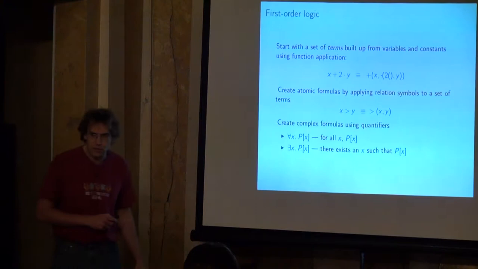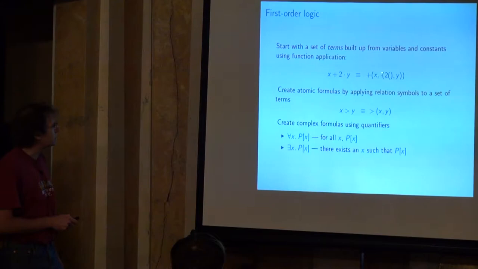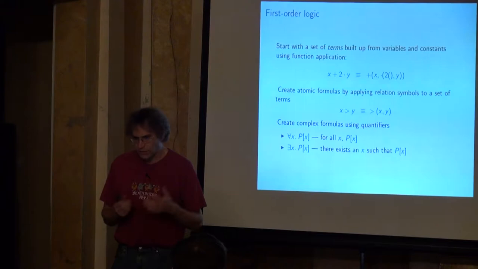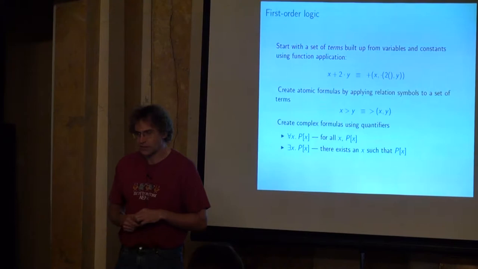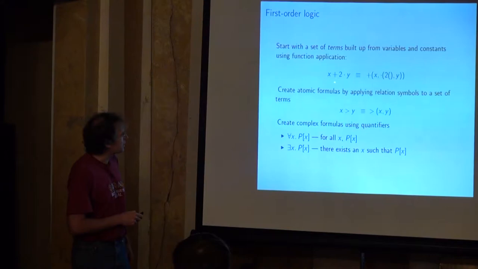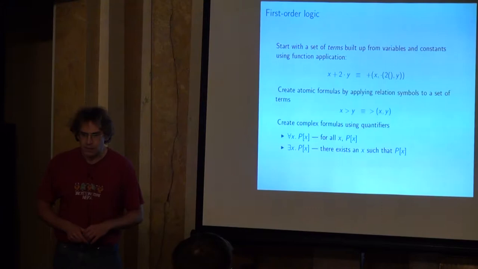So the syntax of first order logic is a bit more involved than propositional logic. There are a few different layers. First you have a set of so-called terms, which are basically built up from variables and constants using function application. In terms of abstract syntax, you can imagine that a term is either a variable or a function applied to a finite list of other terms. You can think of constants as just being nullary functions. So if you think of the traditional thing you would write, x plus 2y, you can imagine that as being the binary function plus applied to the arguments x and the binary function times applied to the nullary function 2 and y, and so on. So you can represent pretty much any sort of regular mathematical expression in this form.